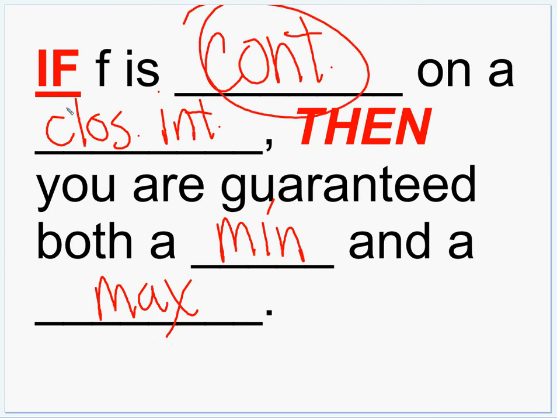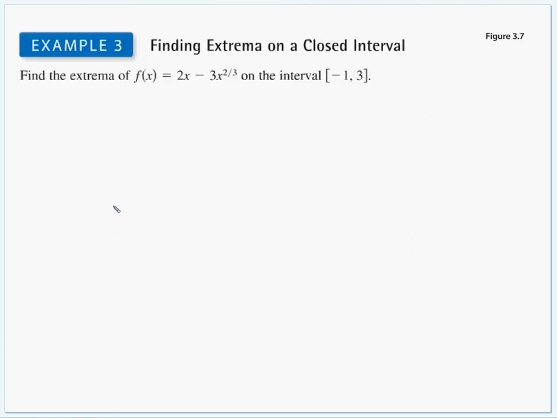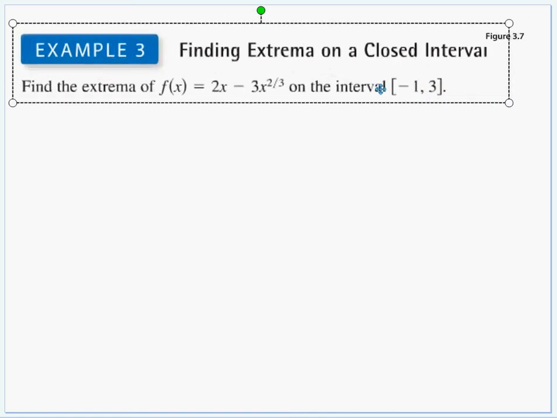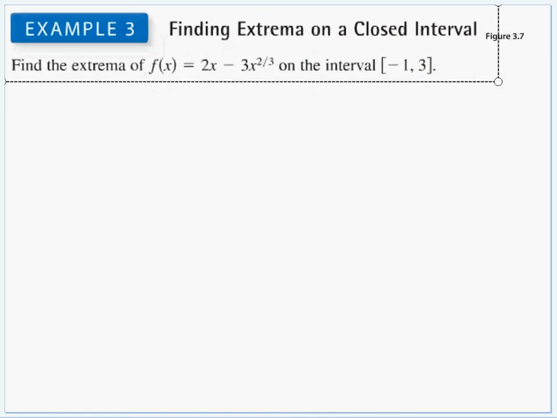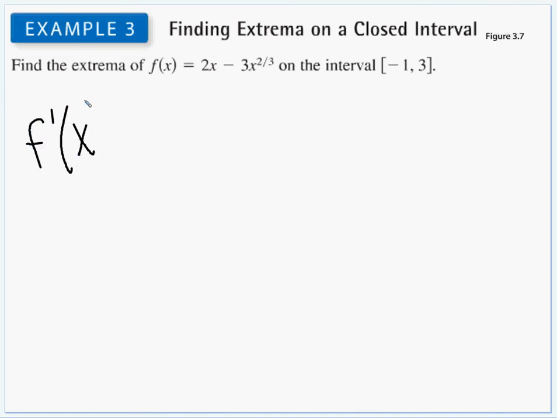So here, example 3. Find the extrema. f of x is 2x minus 3x to the 2/3 power on this given interval. All right, step 1, find the critical numbers. And that means we've got to derive f prime. Well, the derivative of 2x is just going to be a 2. And then we're going to have minus, here we're going to bring down that 2/3, multiply by the 3, so that's 6/3. 6/3 is 2, x to 1 power lower, to the negative 1/3.